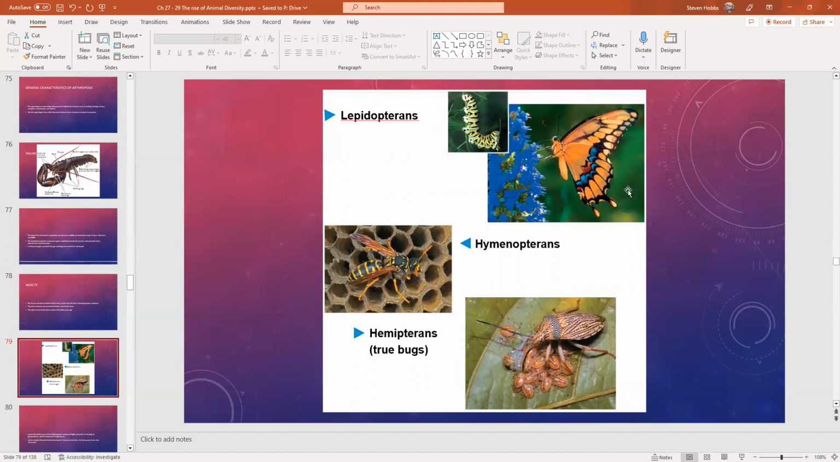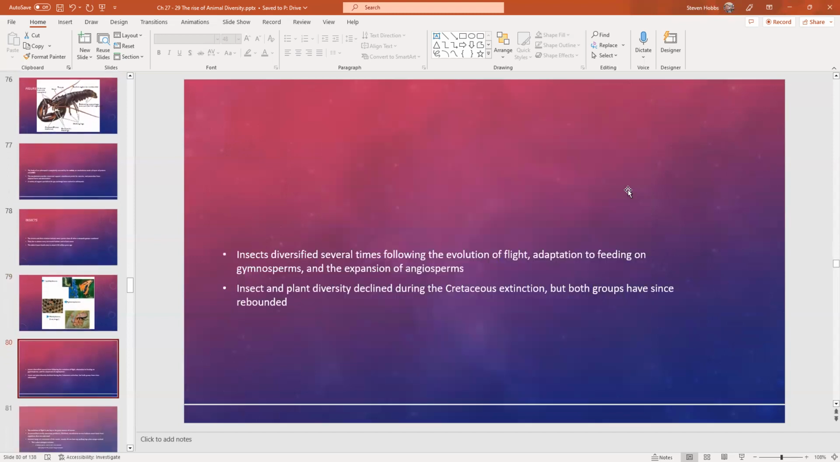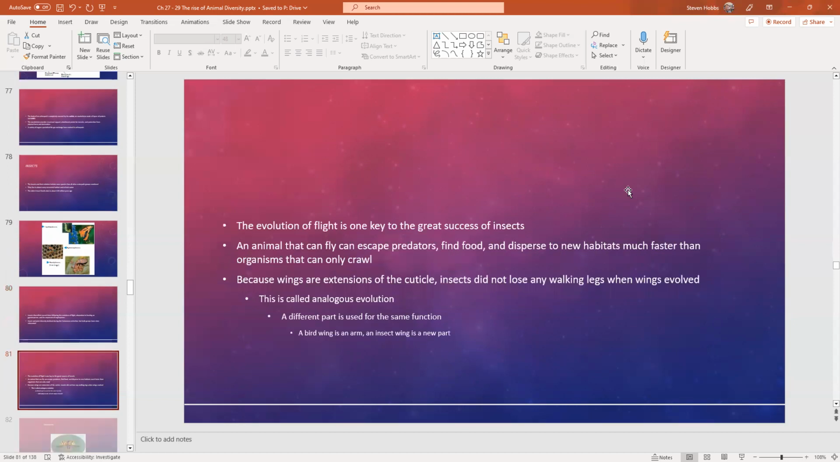They've been around a really long time, and they're very successful at what they do. They outnumber us exponentially. So examples such as the lepidopterans, those are our butterflies. Hymenopterans, those are our bees, our wasps. And then we've got the hemipterans, those are our true bugs, and shield bugs, stink bugs. So insects diverged several times following the evolution of flight. You see the adaptation of feeding on gymnosperms. Those are our things like conifers, and the expansion of the angiosperms. The angiosperms are our flowering plants. So you start seeing the animals adapt to the plants. Insect and plant diversity start to decline during the Cretaceous extinction, but both groups have since rebounded.